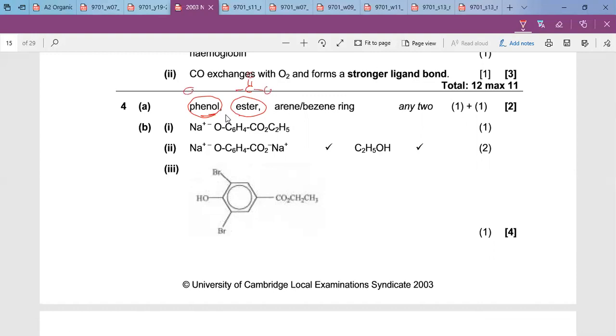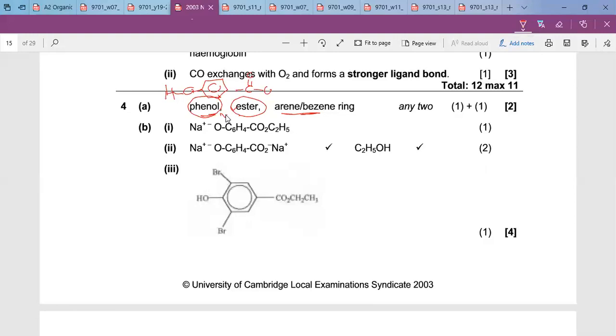Phenol, that means the OH. You just can't say alcohol. If you say alcohol, you must say primary alcohol, secondary alcohol, or tertiary alcohol. So it's called phenol because it goes with the ring. Understand? Don't care about all the others. Of course, the benzene, the arene, is also a functional group, but not very good. These two are the main ones.